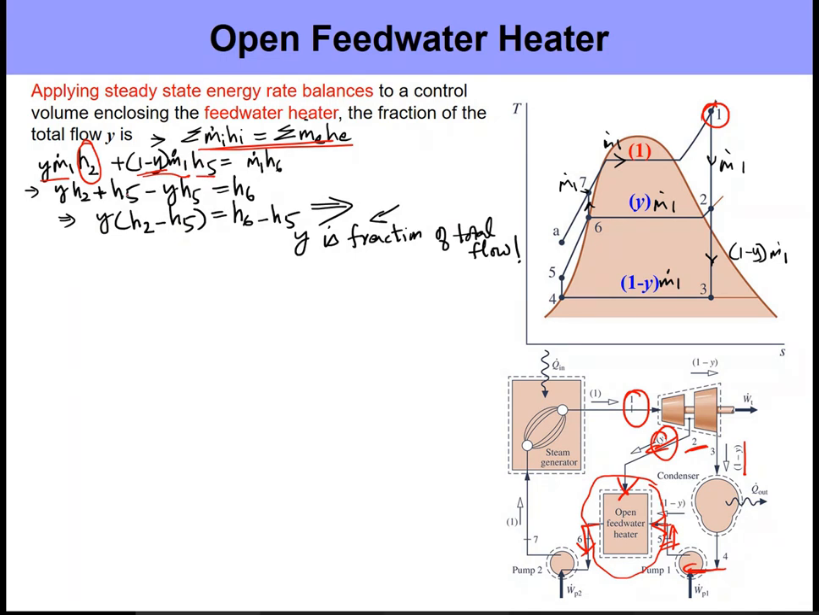All right, so these are the two inputs. At the output, since the two streams y and 1 minus y are combining, we again have a mass flow rate equal to m dot 1 at the exit at state 6, right?